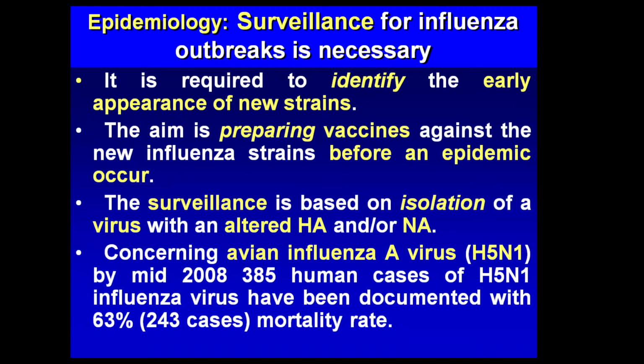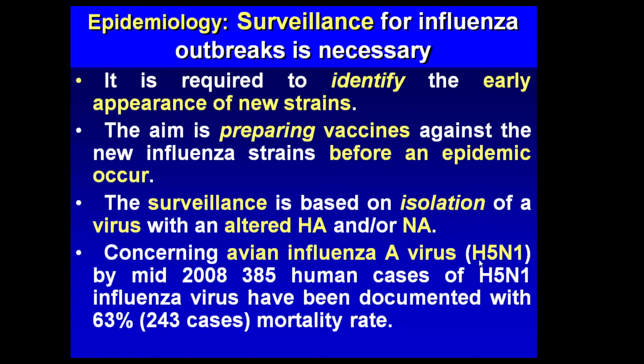What do we need to control the influenza infections? Surveillance for influenza outbreaks is necessary. So it is required to identify the early appearance of new strains. And the aim is preparing vaccines against the new influenza strain before an epidemic season occurs. So the vaccine should be made available by September at least. And the surveillance is based on the isolation of many different types of the viruses with an altered hemagglutinin and or neuraminidase.